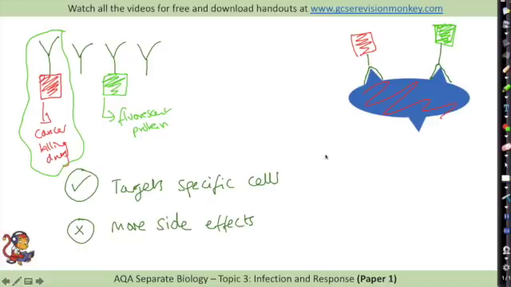So these monoclonal antibodies can be produced for lots of different things. For example, they can be used in blood tests, and the antibodies will be latching onto specific proteins in the blood and signalling to the doctors whether they are present or not.